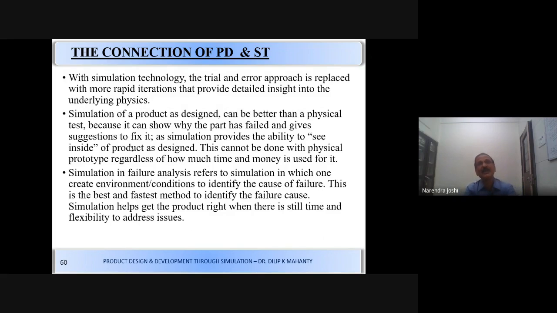With this simulation technique, the trial and error approach is replaced with more rapid iteration. So it gives a lot of understanding of the physics aspect, and simulation practice as designed can be better than a physical test. I can see the inside of the product and change it. For failure analysis, simulation creates environment conditions to understand why it failed, so my product in future may not fail. It's really about getting the product right the first time.